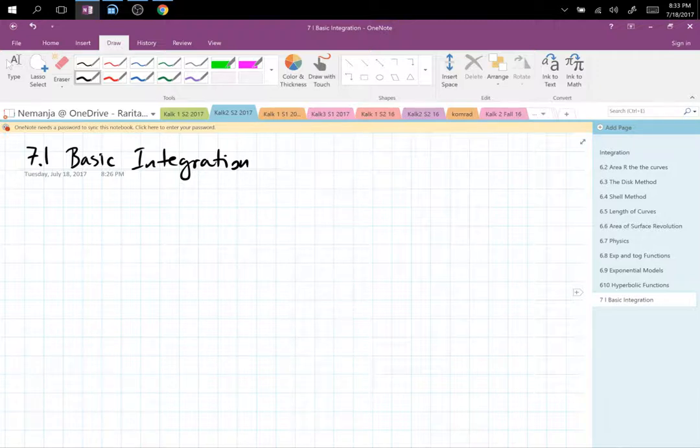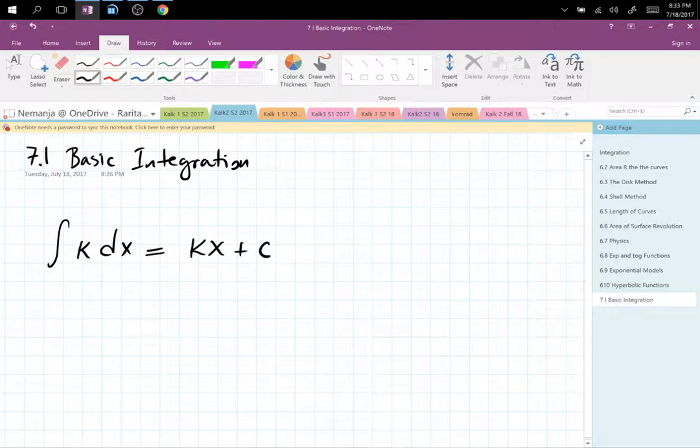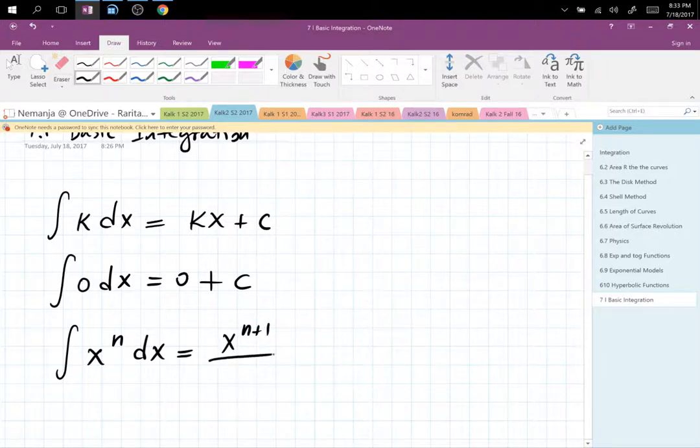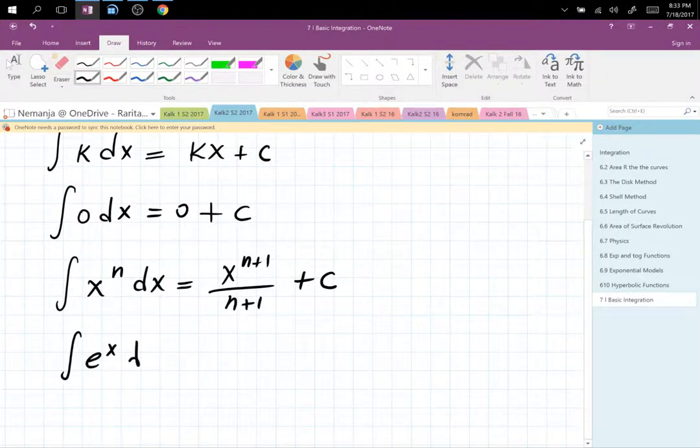So you know the list of basic integrals, right? You know that the integral of a constant k dx is kx plus c. You know that the integral of 0 dx is just 0 plus c, obviously. Then you know that the integral of x to the n dx is x to the n plus 1 over n plus 1 plus c. Integral of e to the x dx is?